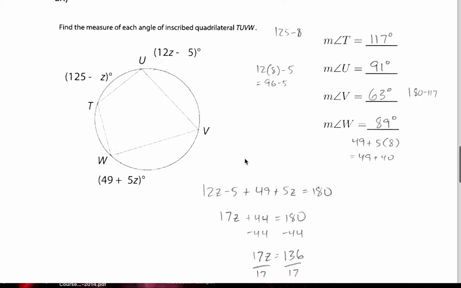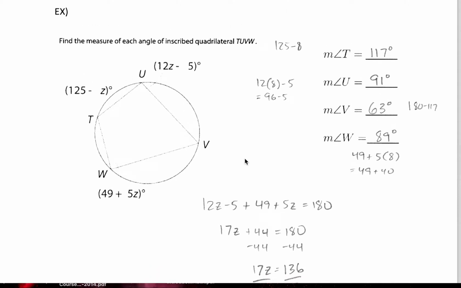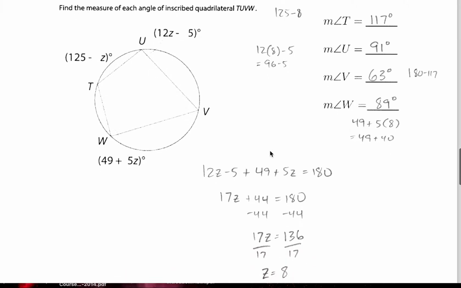Here's another example to do. Again, we're just doing the same thing. We have a quadrilateral inscribed in a circle. So the theorem that opposite angles are supplementary is going to be true. Let's find two opposite angles that we're given information for that we can use. U and W are opposite, and we're given both of their expressions. So let's set up that equation.